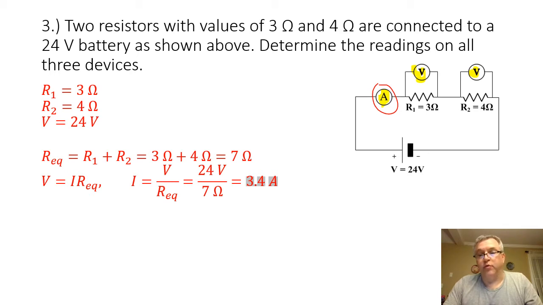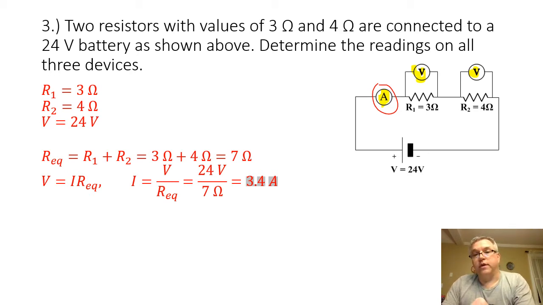I divide my voltage, 24 volts, by my equivalent resistance, 7 ohms, and that's going to give me a current of 3.4 amps. Now I have my 2 voltmeters that have to be wired in parallel to the resistors. Remember, voltmeters are always wired in parallel. Ammeters are always wired in series.